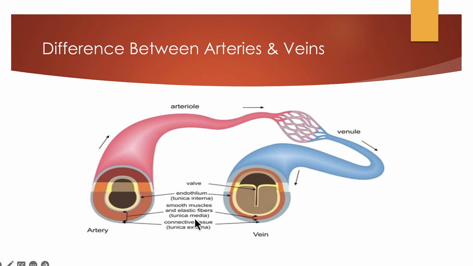The smooth muscle fibres and elastic fibres, again, are different. As you can see, in our artery they're thicker. In our vein, they are thinner. And finally, our connective tissues are slightly thinner in our arteries and slightly thicker in our veins.